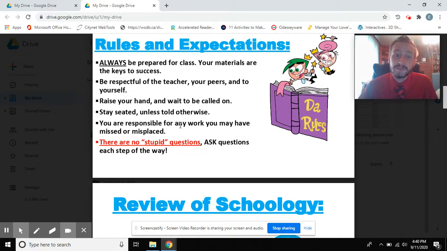You are responsible for any work you may have missed or misplaced. So make sure on Schoology and in person, you're keeping track of those deadlines of when things are due. I like to give you at least a week or even more than a week to complete an assignment. So make sure you're keeping an eye on when things are due.